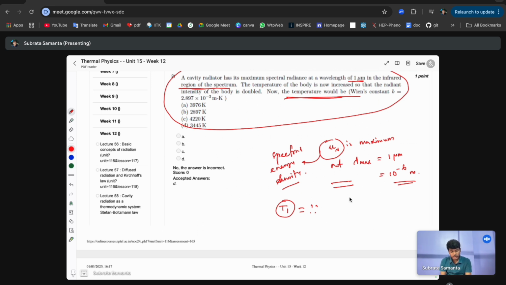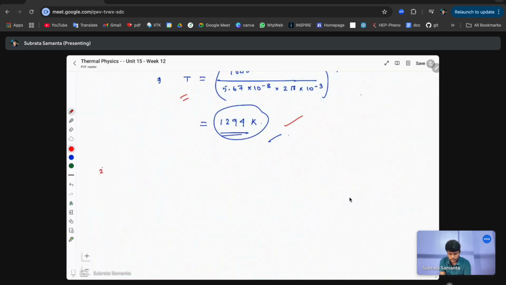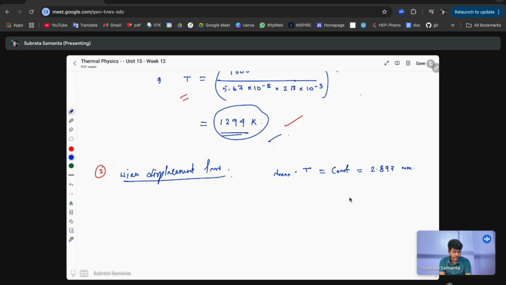How to calculate this? If you know Wien's law, the Wien displacement law, it's lambda max, the maximum wavelength, times temperature equals a constant. The value of Wien's constant is 2.897 millimeter times Kelvin.